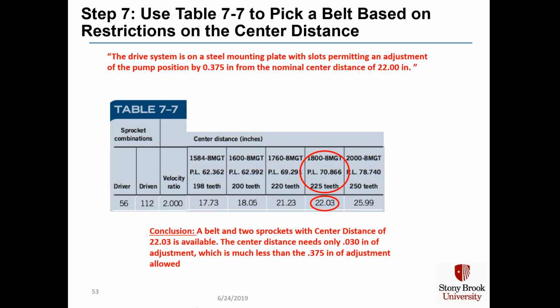We use table 7-7 to pick a belt based on restrictions on the center distance, which says that our nominal center distance must be 22 inches plus or minus 0.375 inches. Fortunately, we found a center distance corresponding to a belt and two sprockets of 22.03 inches, which corresponds to a 225 tooth belt.